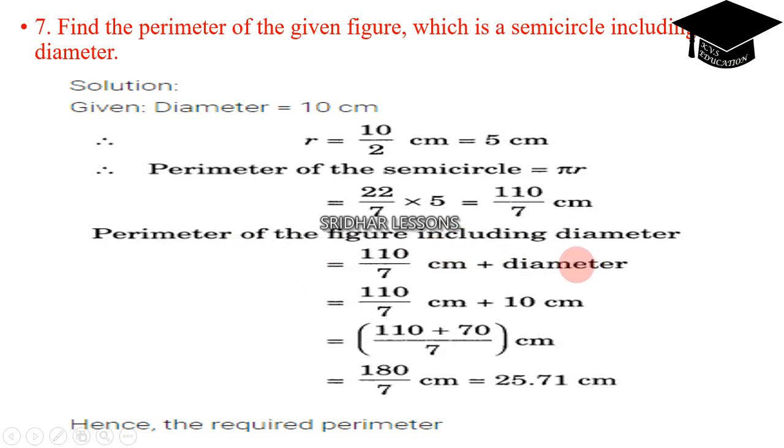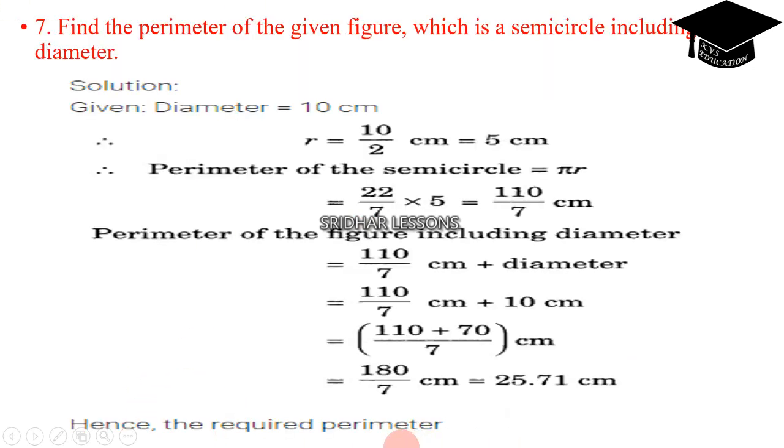Perimeter of the figure includes the diameter as well, so 110 by 7 plus diameter, right? Because perimeter includes the diameter. That means 110 by 7 plus 10. Taking 7 as LCM, 110 plus 7 into 10 is 70. That is 180 by 7 centimeters. Okay, upon simplification, this will become 25.71 centimeters. Hence, the required perimeter is 25.71 centimeters.